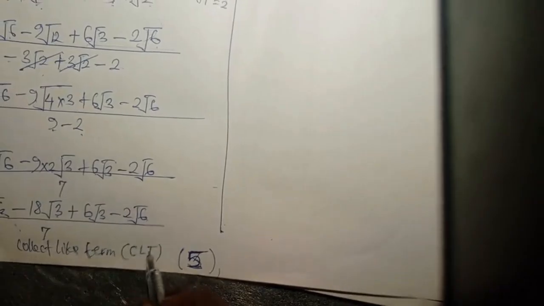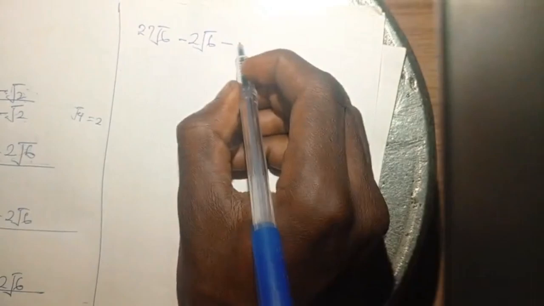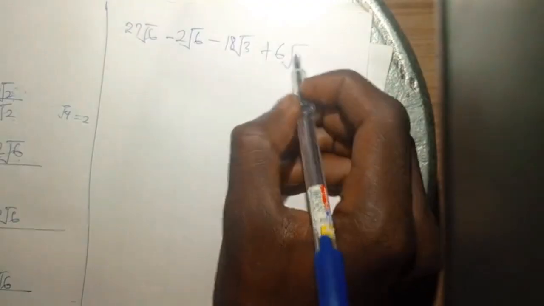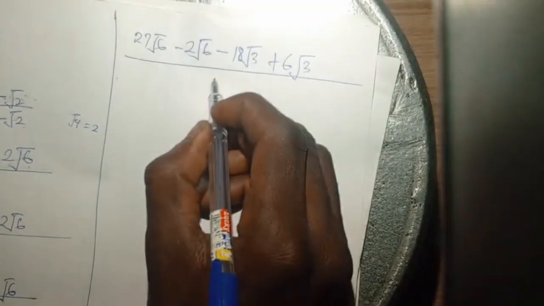Shared form is called this, collect like terms. Therefore 27 root 6, then jump this because there is no root 6, and then come here, minus 2 root 6, and go back, minus 18 root 3, and this plus 6 root 3, all over 7.